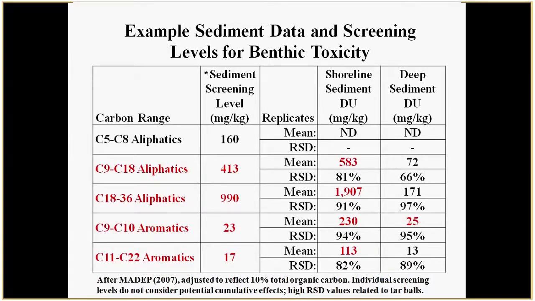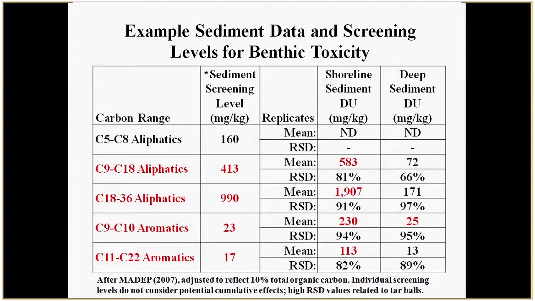Here's just an example of some of the sediment data for the site. Massachusetts actually published aquatic toxicity or benthic toxicity screening levels for individual carbon ranges. So you see those highlighted here in the first carbon. So in the sediment data, we showed there's a lot of contamination still left in a few of the shoreline areas where the mean concentration of the samples collected in these DUs is much higher than the screening levels.